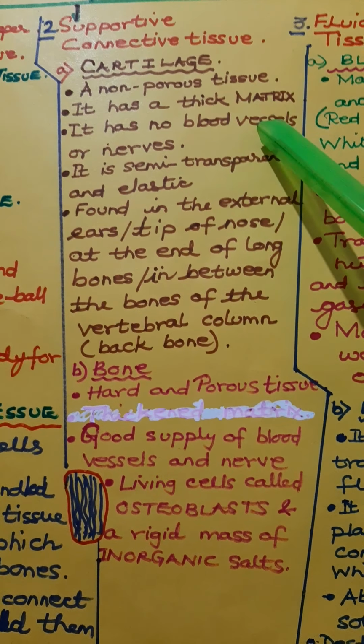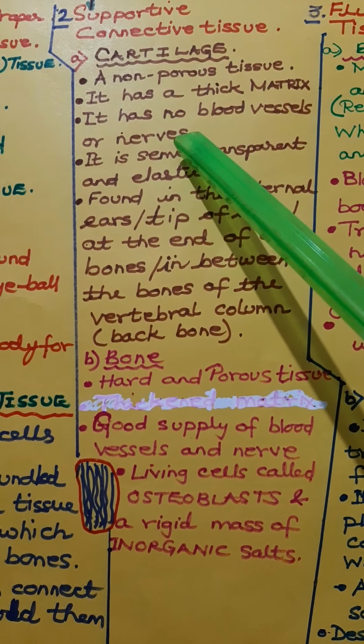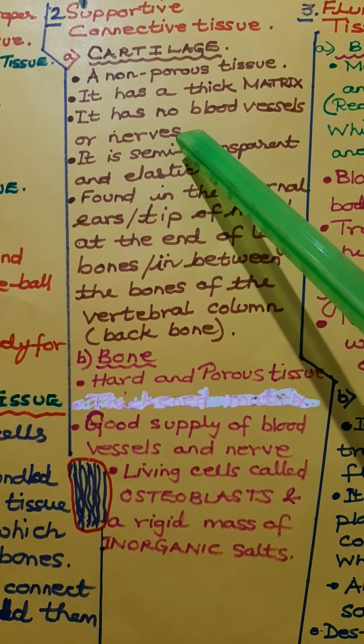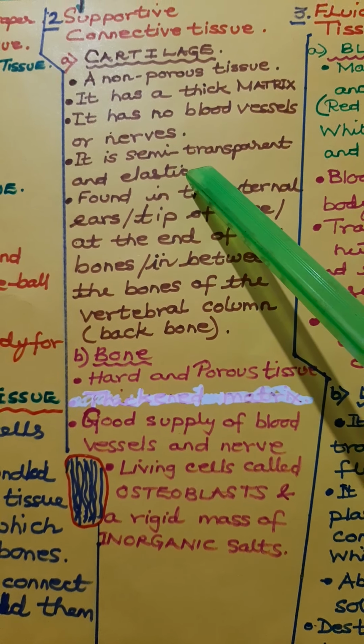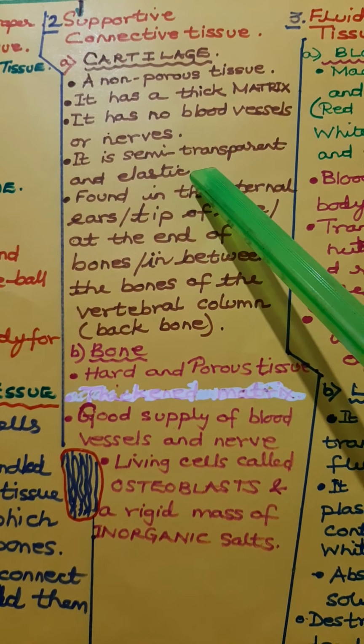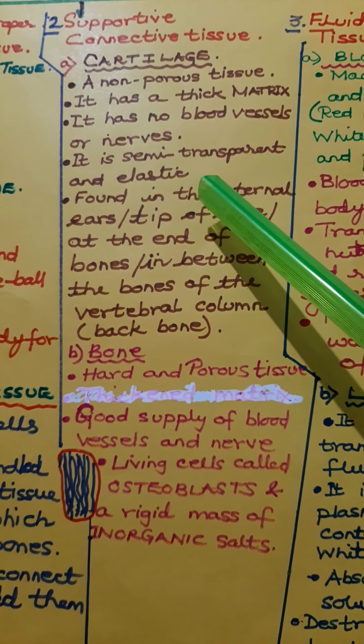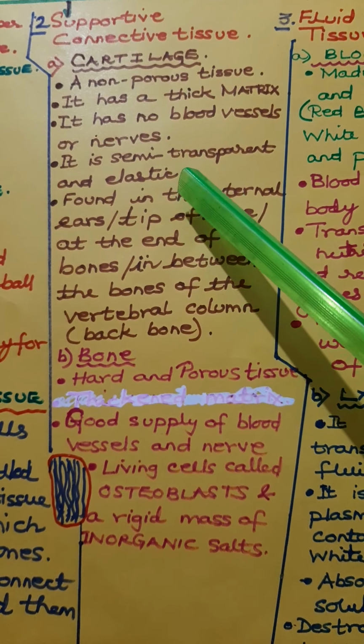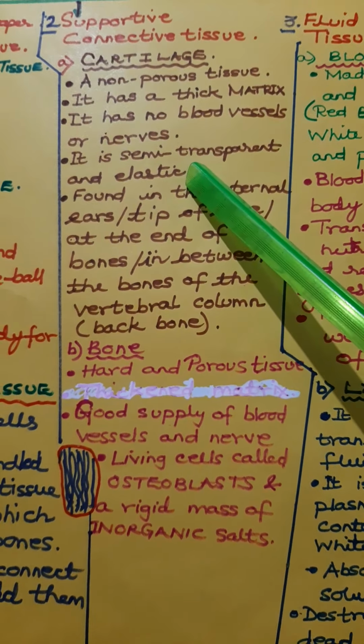It has no blood vessels or nerves. An important point to note: no blood vessels and nerves. It is semi-transparent and elastic. This tissue is also elastic. To see whether it's elastic, you can bend just a little of your outer ear. Okay? Again, it'll go back into place. So it just proves that, yes, the cartilage is elastic.